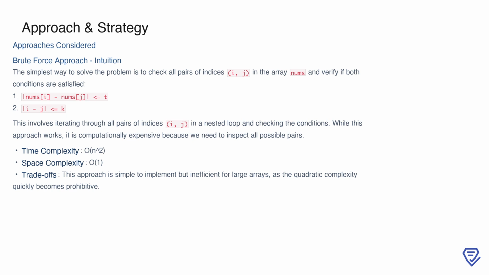While this method is straightforward to implement, it involves examining every possible pair, leading to a time complexity of n squared. This quadratic growth makes the approach impractical for large arrays because the number of comparisons quickly becomes overwhelming. However, it does have the advantage of requiring minimal space, making its space complexity O(1). Overall, while simple, this approach is inefficient for handling large datasets.